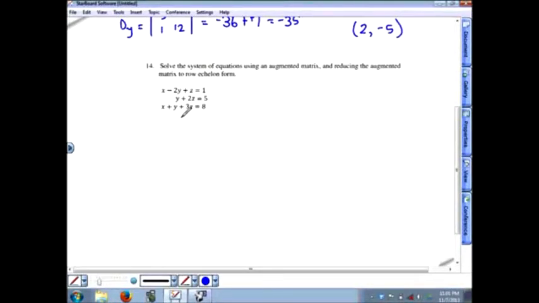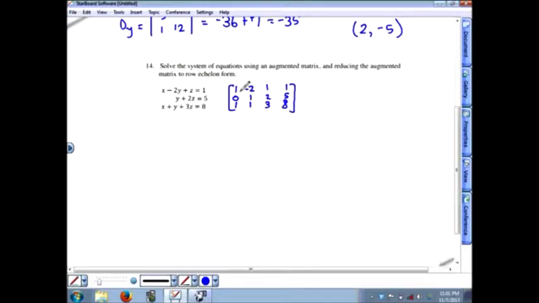Question 14 says to solve the system of equations using an augmented matrix and then reducing it to row echelon form. So we first form the augmented matrix using coefficients. For the top row we're going to have 1, negative 2, 1, and 1. For the middle row, be careful, there's a missing term, so you have to have that 0 there, and then 1, 2, 5. Bottom row are the coefficients here, 1, 1, 3, and 8.